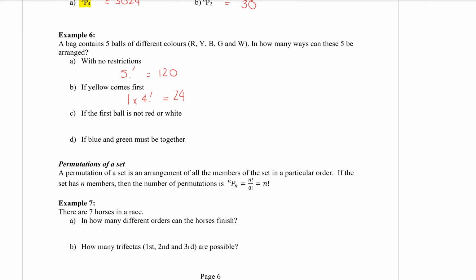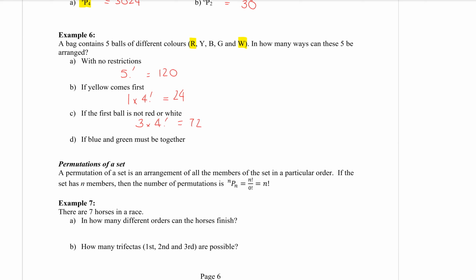If the first ball is not red or white, so it can't be the red or the white, it can be the yellow, blue, and the green. So how many things can I choose for the first one? 3. How many are left after that? 4, because assuming that I chose the yellow, that means that all 4 of them are still in there, even though those other ones could have been first, they weren't. So that would be 3 times 4 factorial after that, which is 72.